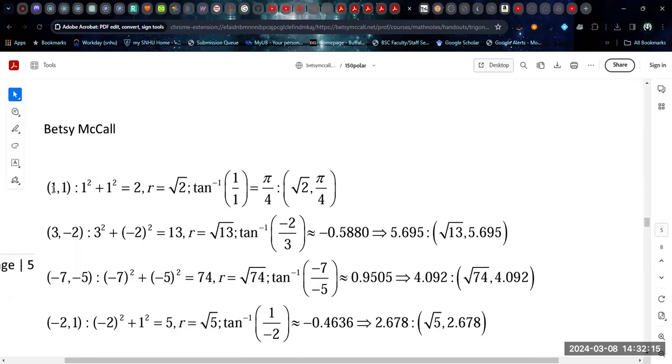So here, if I'm going from the point (1, 1) and I want to put that into polar coordinates, then I use x squared plus y squared. That's going to give me 1 squared plus 1 squared, that's 2. And then my radius is the square root of that, which is square root of 2. And then my inverse tangent, y over x, 1 over 1. What angle theta gives me tangent equals 1? Well, it's pi over 4. And so our polar form is square root of 2, pi over 4.